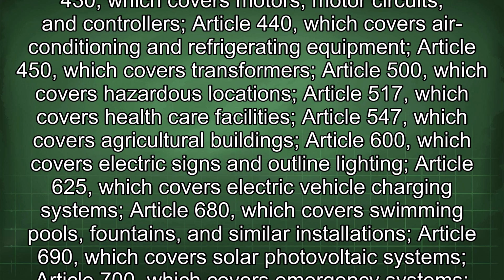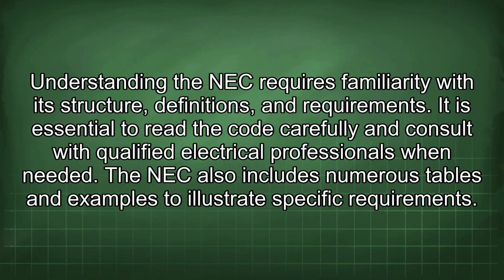interconnected electric power production sources, Article 725, which covers Class 1, Class 2, and Class 3 remote control, signaling, and power limited circuits, Article 760, which covers fire alarm systems, Article 800, which covers communication circuits, Article 810, which covers radio and television equipment, Article 820, which covers community antenna television and radio distribution systems, Article 830, which covers network-powered broadband communication systems. Understanding the NEC requires familiarity with its structure, definitions, and requirements.